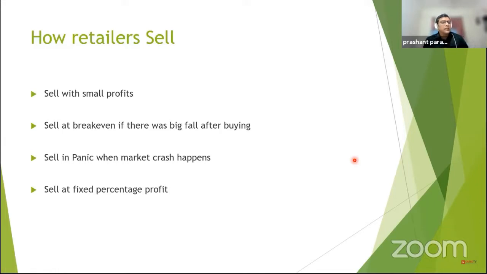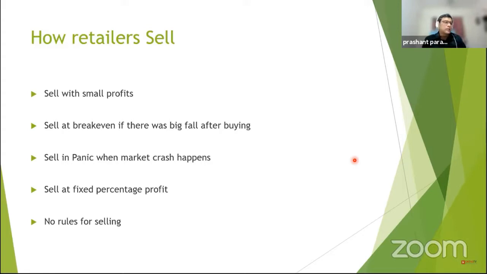Then they sell at a fixed percentage profit. Some people have a rule that I will buy and I will sell at 5% or 10% or any percent, and I will not keep a stop loss. So this kind of method is also followed by some people. As long as everything is based on rules, it is okay, and all the rules, if followed properly, can give appropriate returns. But many retailers do not have any rules and they sell randomly.